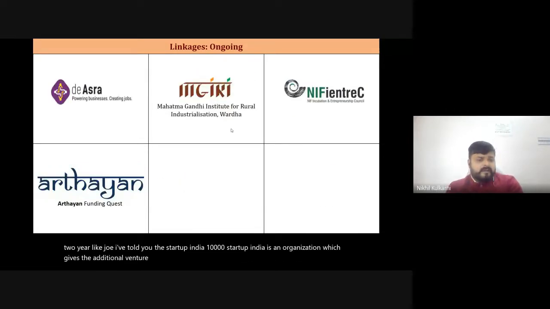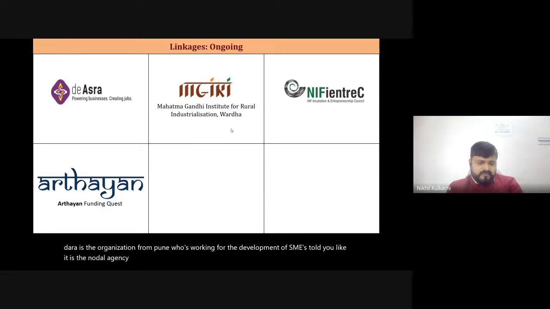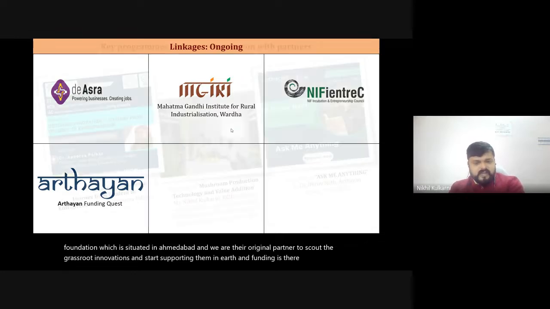The Asra is an organization from Pune which works for the development of SMEs. MGIRI, I told you, right? It is the nodal agency of the Ministry of MSME situated in Wardha, and they work on improving rural industrialization. Then NIF, the National Innovation Foundation, situated in Ahmedabad, and we are their regional partner to scout grassroots innovations and start supporting them. And Arthayan Funding is there, who gives VC and angel funding.